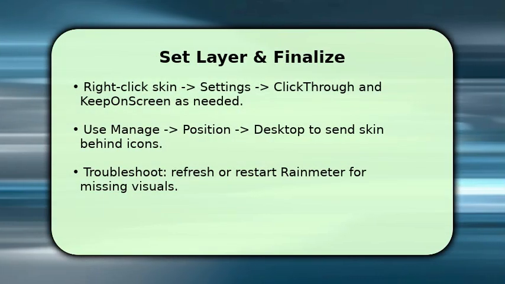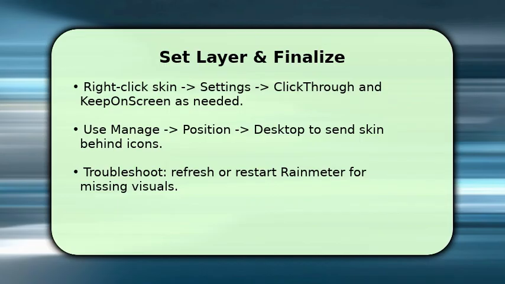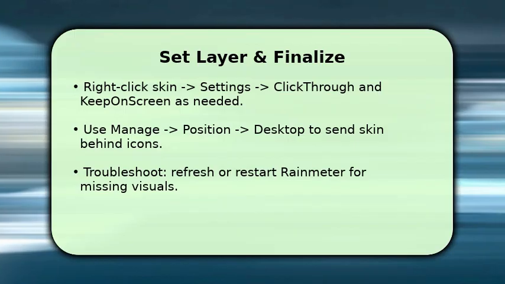Finally, you position the skin as a true wallpaper. Right-click the skin and enable click-through if you want clicks to pass to the desktop, and choose Keep on Screen if necessary. In Manage, set the position to desktop or change Z-order so the skin sits behind icons and windows. Save a backup of any INI changes. If the wallpaper doesn't appear or flickers, refresh the skin, then restart Rainmeter. That single troubleshooting step solves most issues.